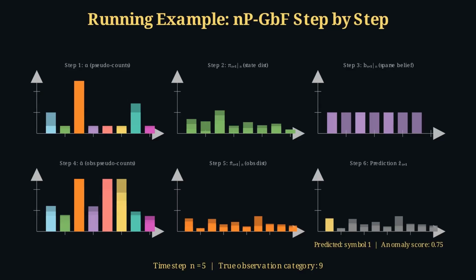Time step 3. Category 7 appears, a less frequent observation. The model adapts, updating the relevant pseudo-counts. The prediction still works, though confidence is lower for this novel observation.